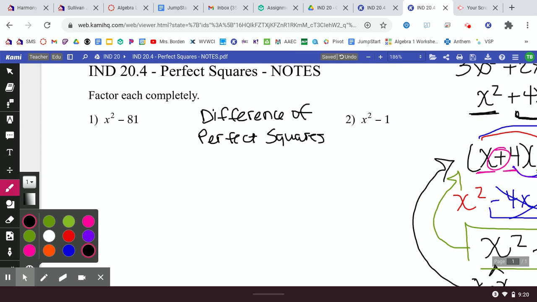So if you look at, first of all, it's a difference problem because it's a minus sign. And then, are both terms perfect squares? Well, a perfect square means two identical terms multiplied by each other. Well, we know that x squared is the same as x times x. So x squared is a perfect square because it's two exact x's.